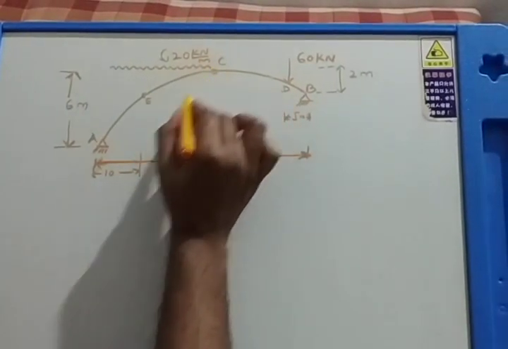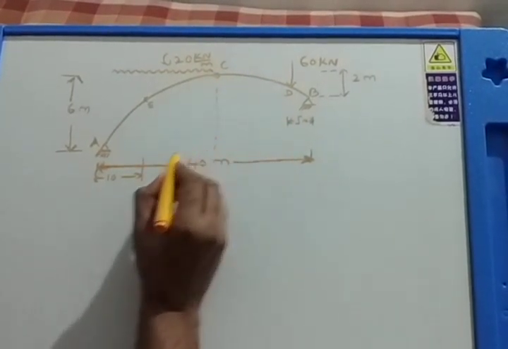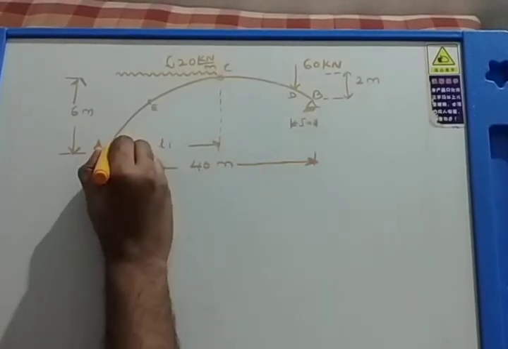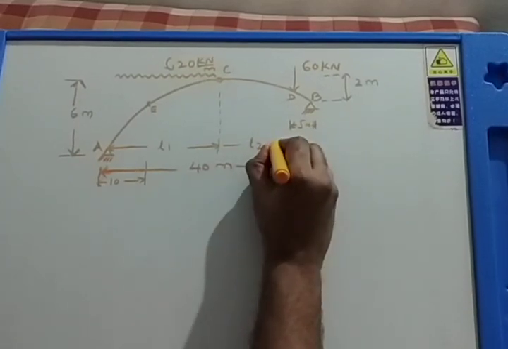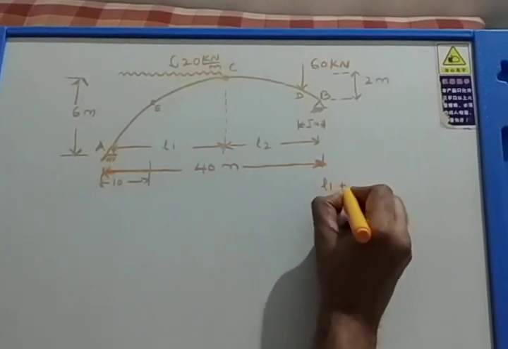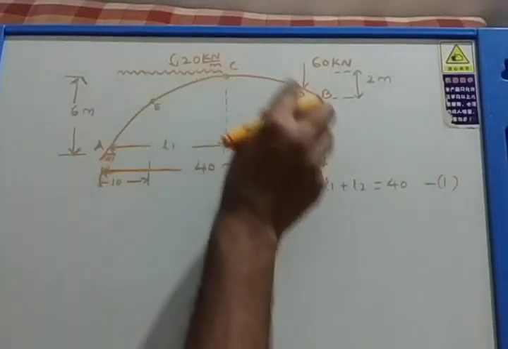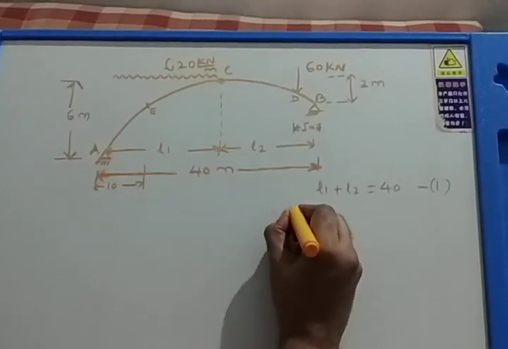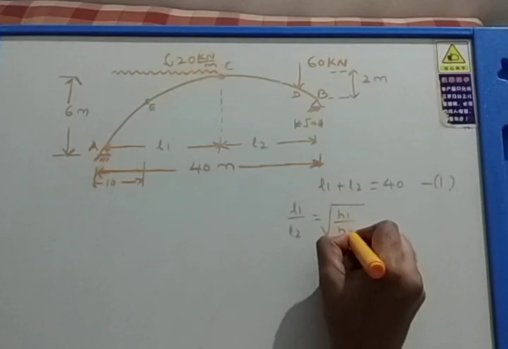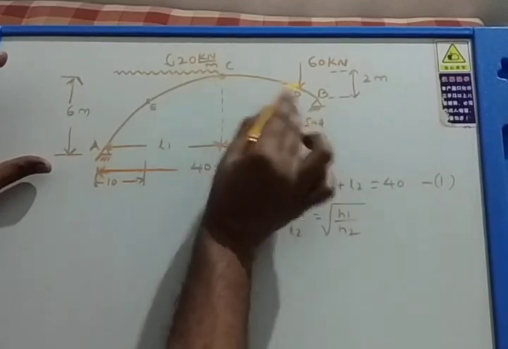Now we know that the total span of the arch is 40, but the horizontal portions of AC, I call it L1, and CD, I call it L2, are not known. But we know that L1 plus L2 is equal to 40. Call this equation 1. And the property of the parabola is such that L1 upon L2 is equal to root of H1 upon H2, where H1 is the rise of the portion AC, which is 6 meters. H2 is the rise of portion CB, which is 2 meters.